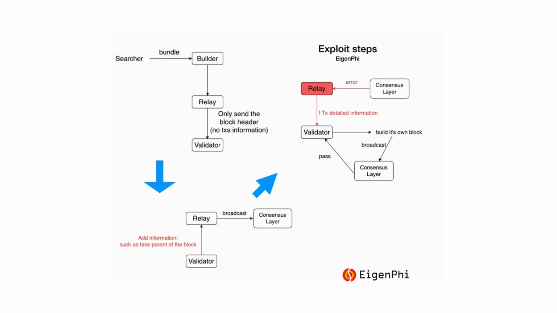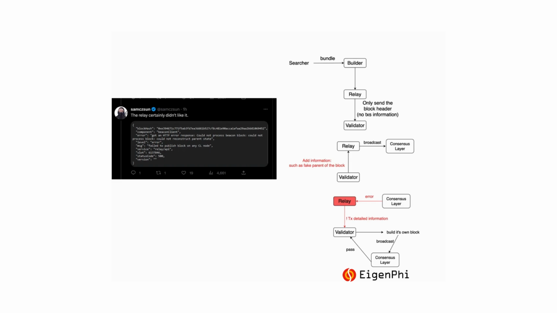The validator exploits the relay bug to access detailed transaction information that is not supposed to be visible to the validator until after the consensus layer has passed. Here is the evidence of the error that the consensus layer passed to the relay.